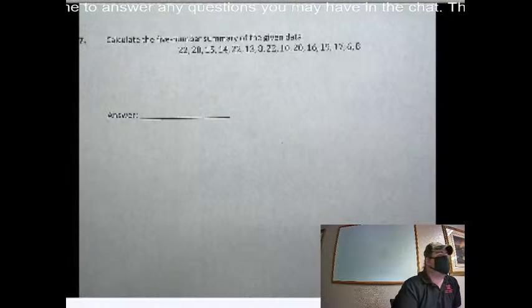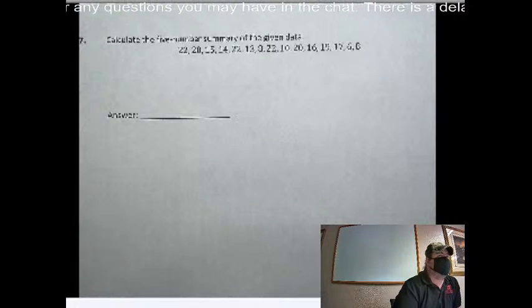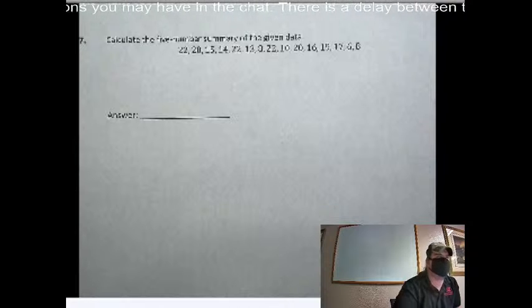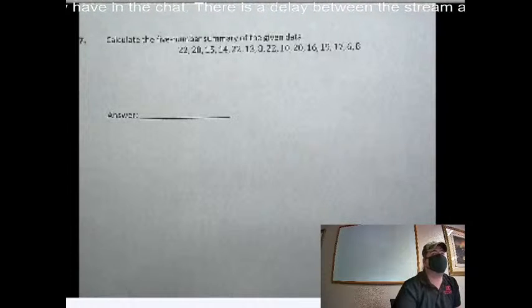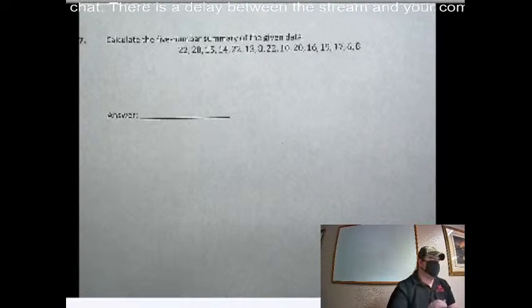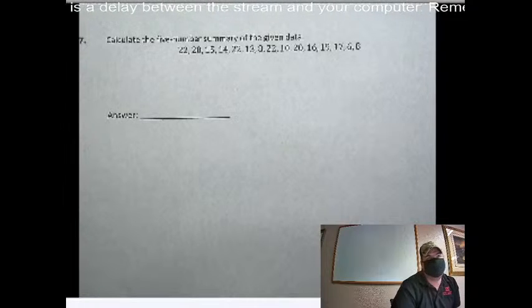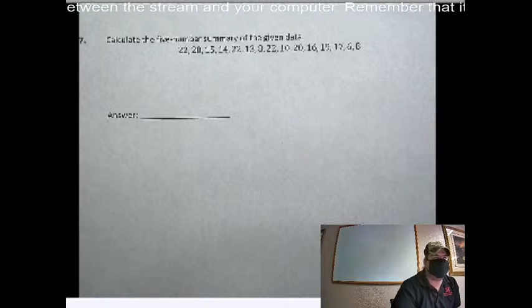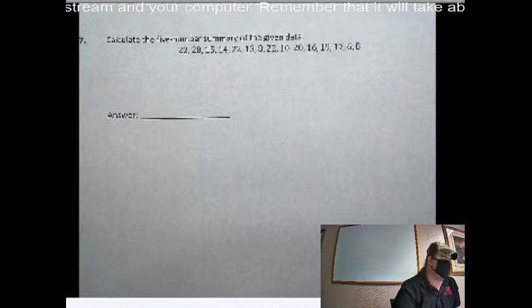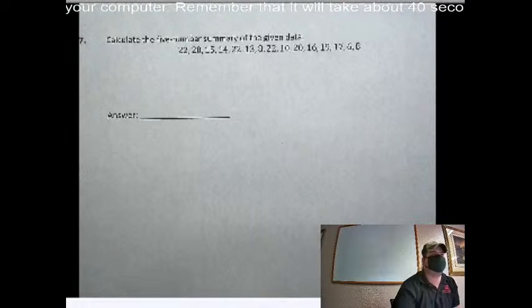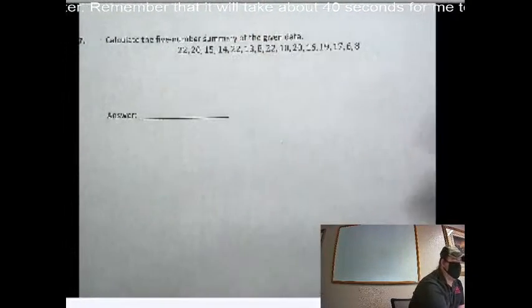It says calculate the 5-number summary of the given data. To calculate that 5-number summary, we need to take the median about 3 times. In other words, split this up into quarters. So we're going to first need to order all of this data together.